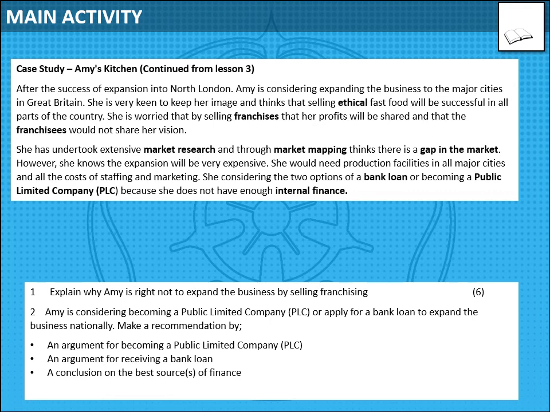And then the second question there, you got the 9-mark question. Arguments for becoming a public limited company, receiving a bank loan, and what do you think the best source of finance is? So an argument using the case for being a public limited company, an argument for receiving a loan, and then making sure you've linked it into Amy's Kitchen, and then your conclusion. Okay, thank you very much.